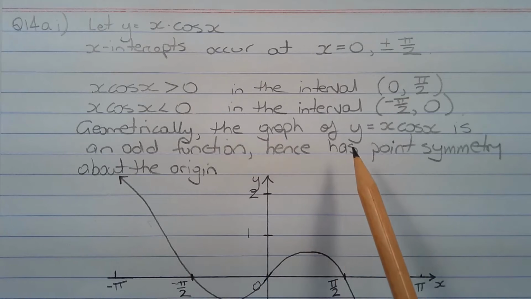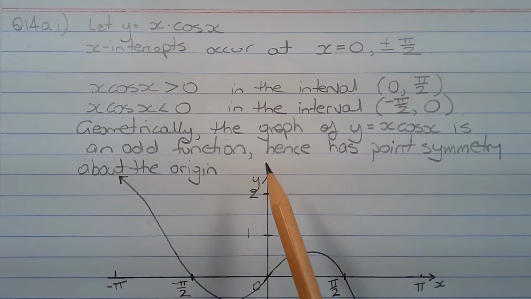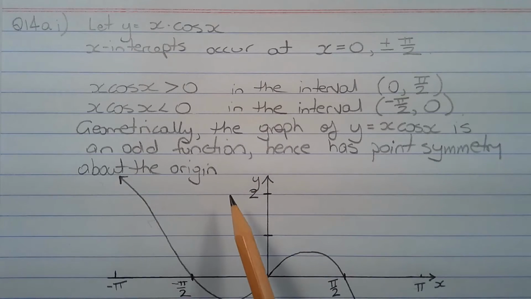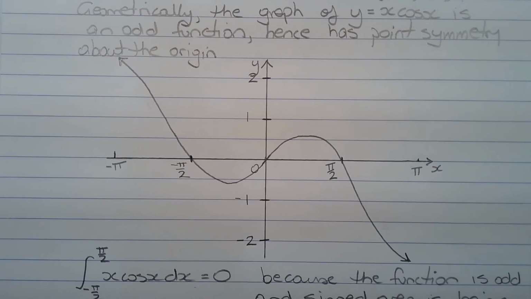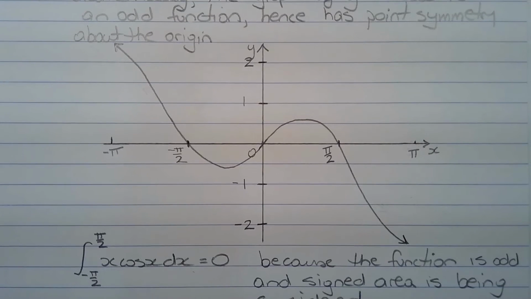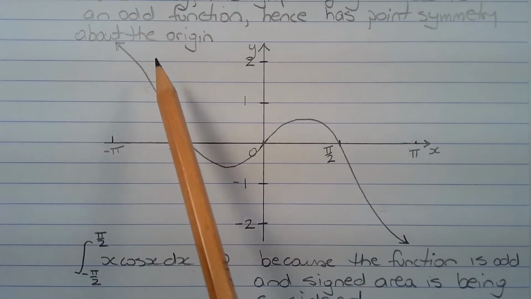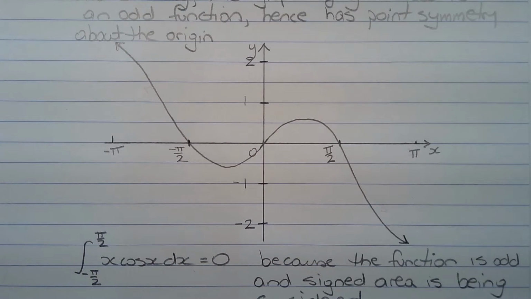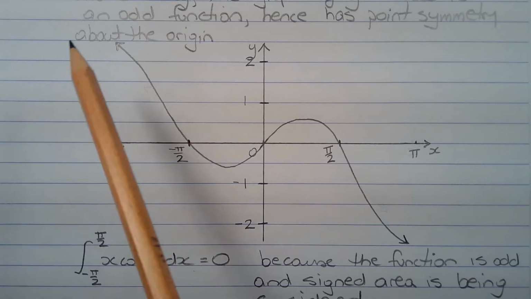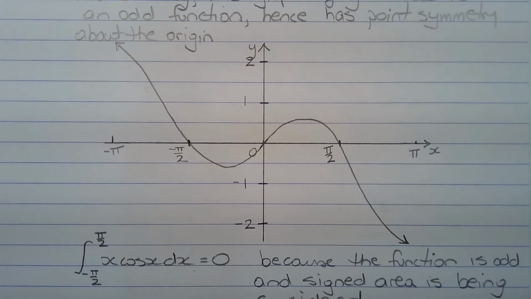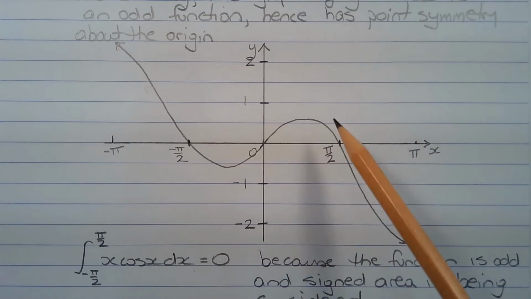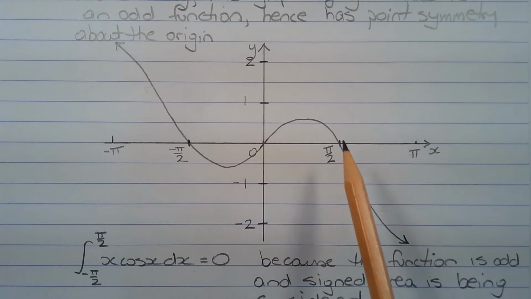Geometrically, the graph of y equals x cos x is an odd function, hence has point symmetry about the origin, and this needs to be shown in the graph. Here is the graph of y equals x cos x. It may help to do a table of values to get a little bit of extra detail in the graph. So it's important to show that it is an odd function and the three x-intercepts are shown.